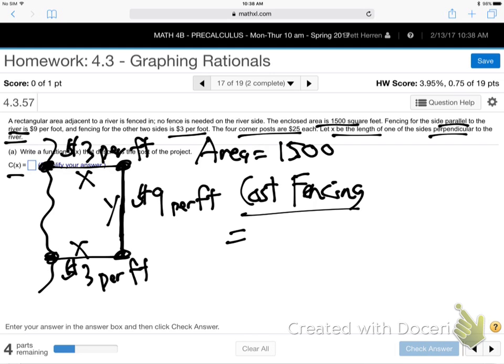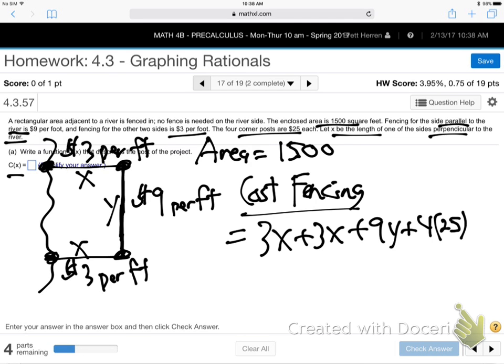So how to find the cost of the fencing to contain them critters. Basically it's $3 a foot times X feet, right? So that'd be 3X for the bottom, 3X for the top, and 9Y for the right side. Is that good so far? And then we have 4 corner posts at $25 each, $100 in other words.